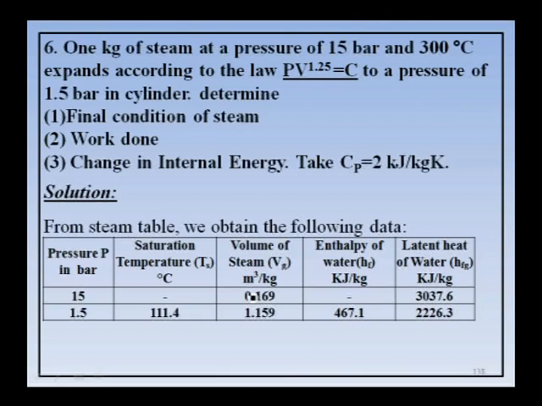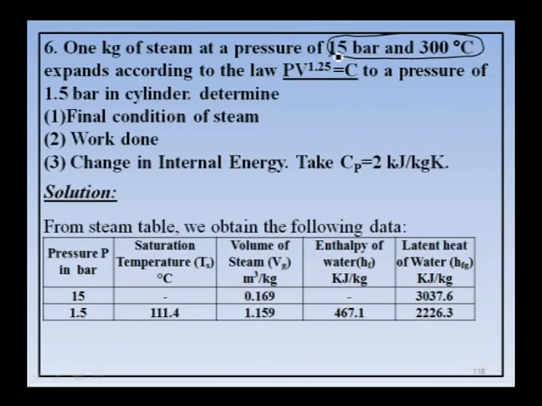1 kg of steam at a pressure of 15 bar and 300 degrees C. Initial condition of the steam is superheated, because temperature is given around 300 degrees C. It expands according to the law PV^1.25 equal to constant, the value of n is 1.25, to a pressure of 1.5 bar in the cylinder. Determine three parameters: final condition of steam, work done, change in internal energy, by taking Cp again 2 kilojoules per kg Kelvin.